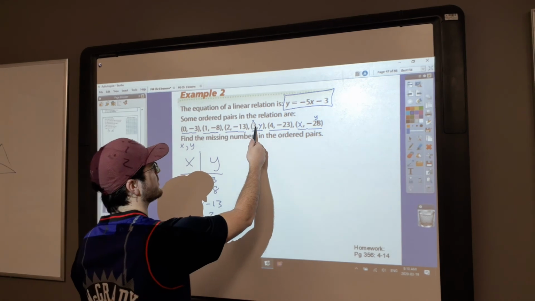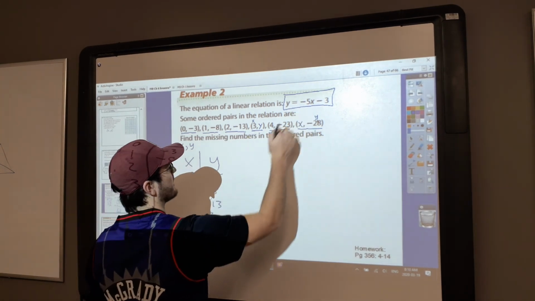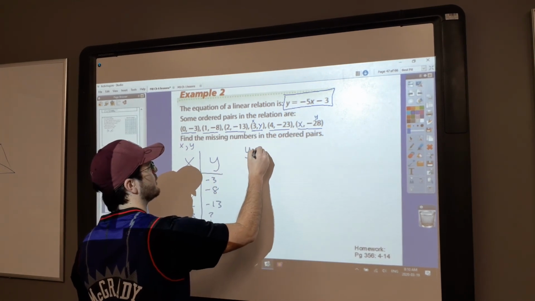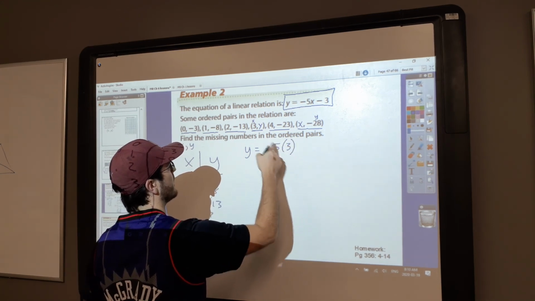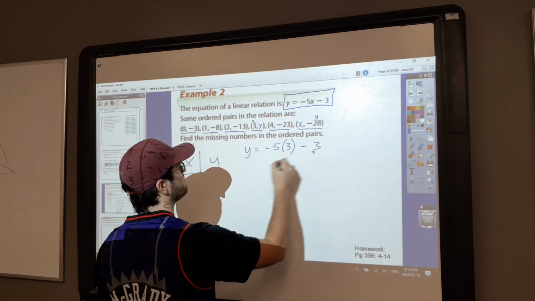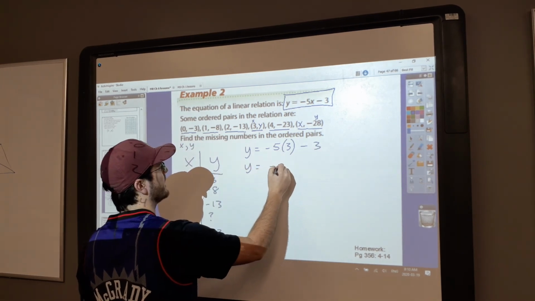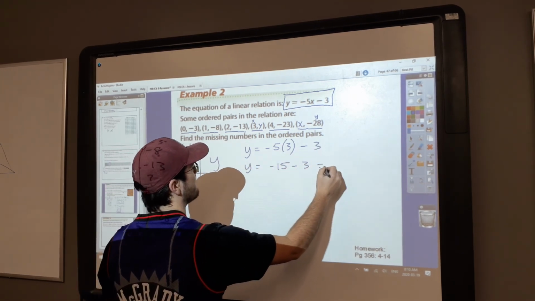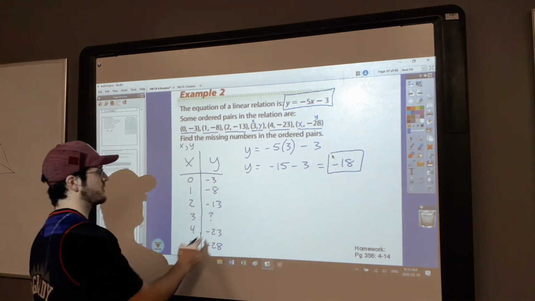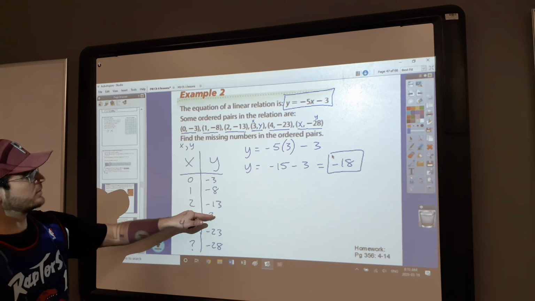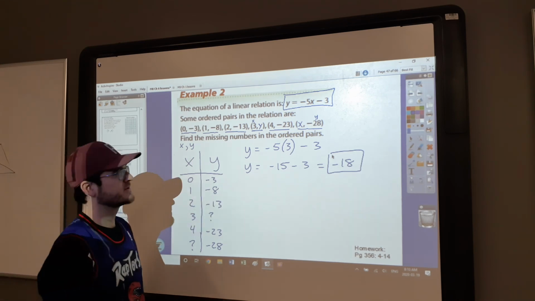Okay, so we'll take this first one and plug in 3 for x. We can actually take that equation, y = -5 times 3 for x, minus 3. -15 minus 3, -18. Maybe that was your guess, right? If you're looking at the pattern, you can probably see that does make sense.